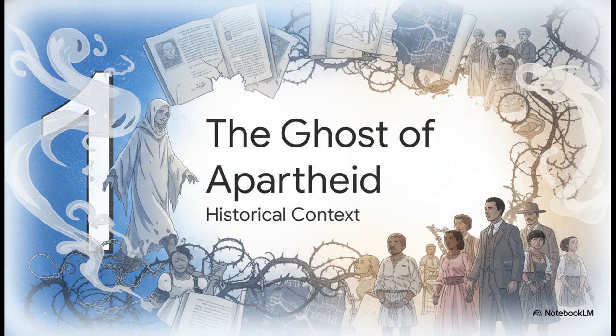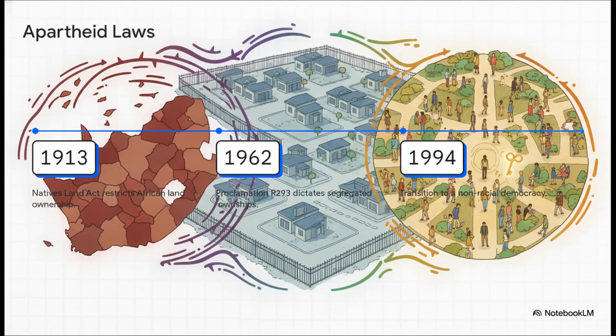To really grasp this dispute, we have to start by understanding the deeply unjust historical context that created this whole legal mess in the first place. So, let's trace this back. The story actually starts in 1913 with the Natives Land Act. That's the law that drastically restricted African land ownership to just 13% of the country.